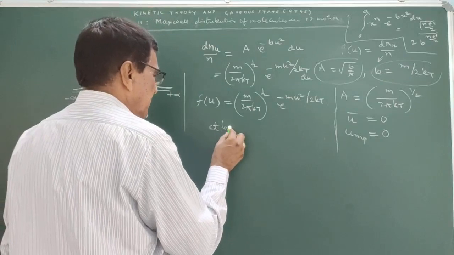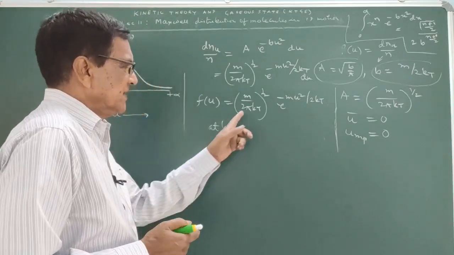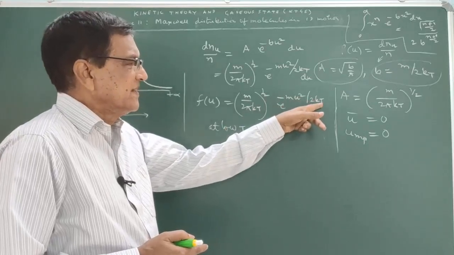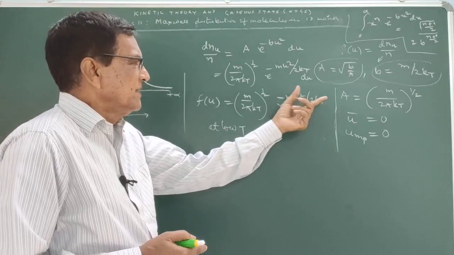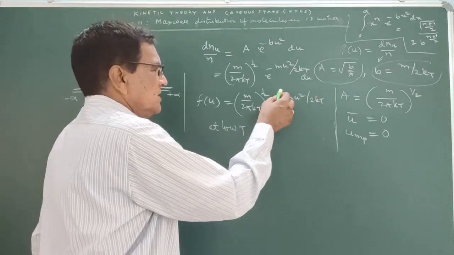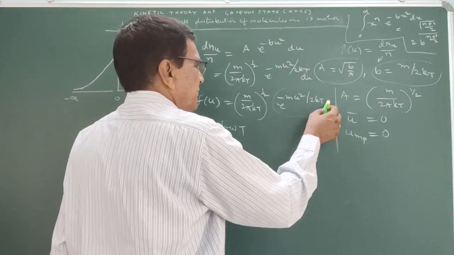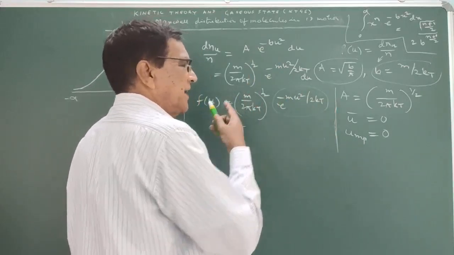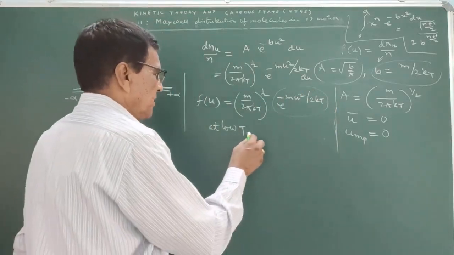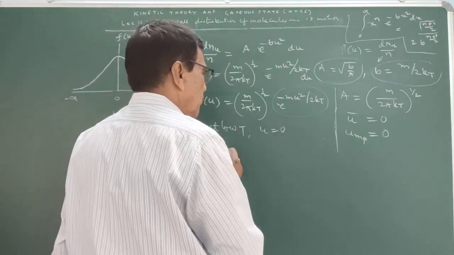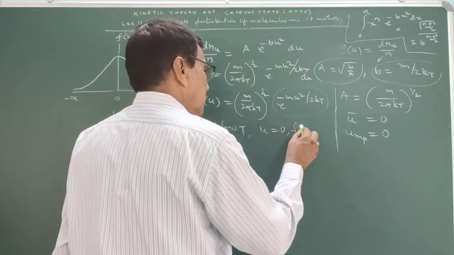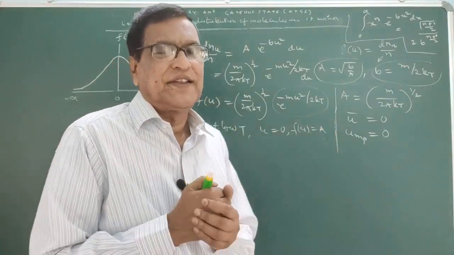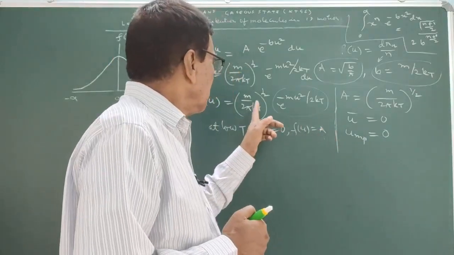At lower T, this will be the higher value. And in this case, whenever T is low, this value is high, which means this value is low. This value is low and this value is high. So when u equal to 0, this F(u) equal to A, but this value of A is greater with the lowering of temperature.